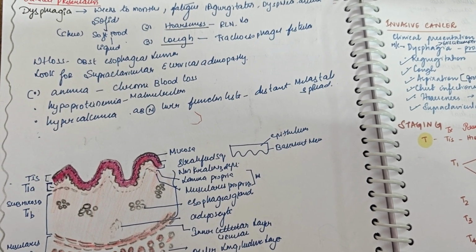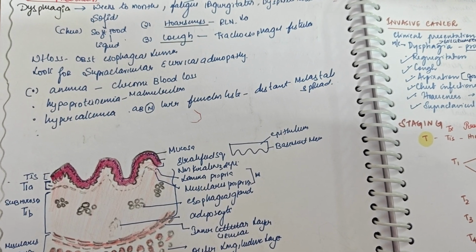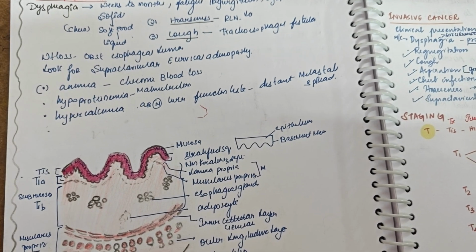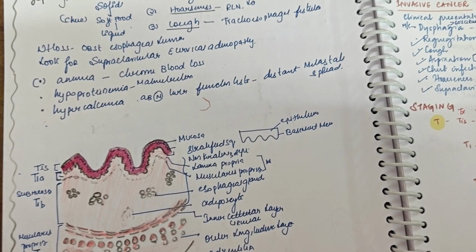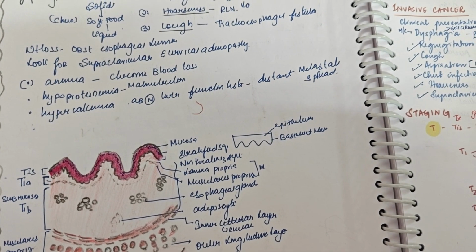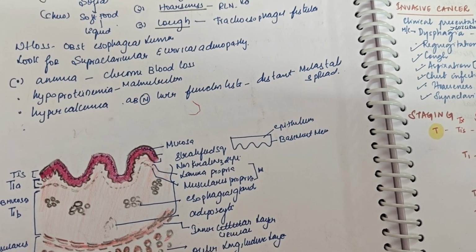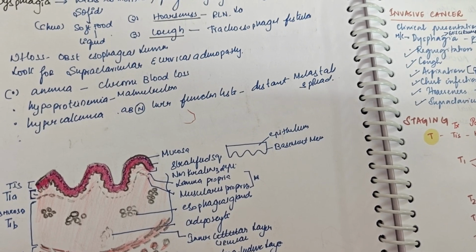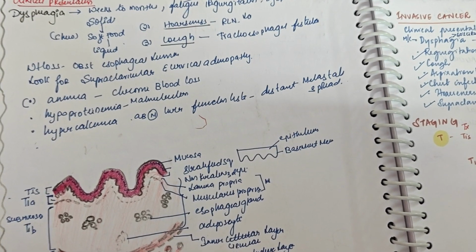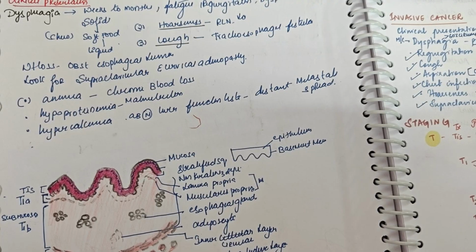The patient can also have weight loss, which can be because of the obstructed esophageal lumen. So we need to look for supraclavicular and cervical adenopathy. The patient can have anemia and chronic blood loss.